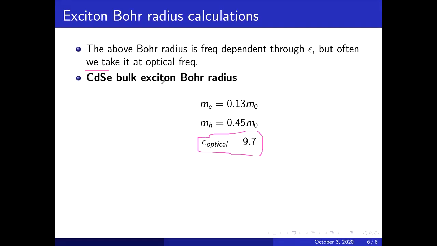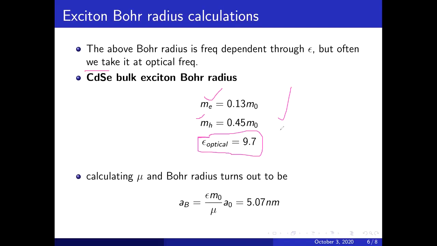Okay, let's calculate the Bohr radius for this. The effective mass of the electron here is 13% of the rest mass of the electron, so it is reduced. Similarly, the hole, which is a little larger, has an effective mass of 45% of the rest mass of the electron, and the optical dielectric constant is around 9.7. Using these, you can find the mu.